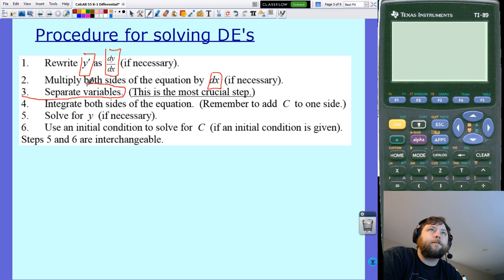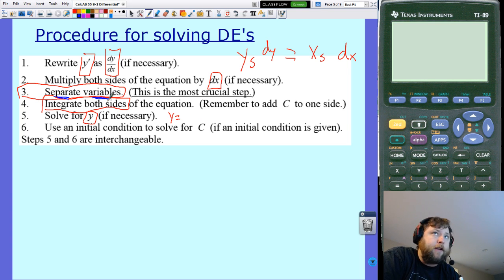But here's the big thing: separate the variables. You want to have all the y's and the dy's on one side of the equal sign, and the x's and the dx on the other side. As long as they're separated, we can integrate both sides. You can't integrate until you have the dy's and dx's on separate sides. After you integrate, sometimes we're asked to solve for y, so put it in a y equals form. And sometimes you have to find the particular solution, so you plug in to find that. Again, the key part here is we want to separate the variables and then eventually integrate.